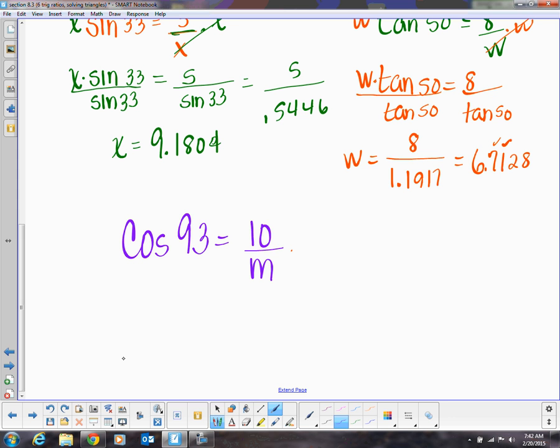So if this is being multiplied, how did it pop over on this side with multiply? Because I divided by cosine 93. Did you divide by cosine 93 since it's being multiplied? Wouldn't that be divided by cosine 93? Yeah. Okay. So did you get it? Yep.